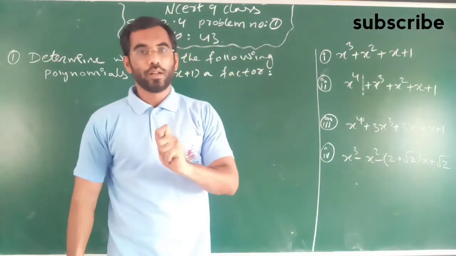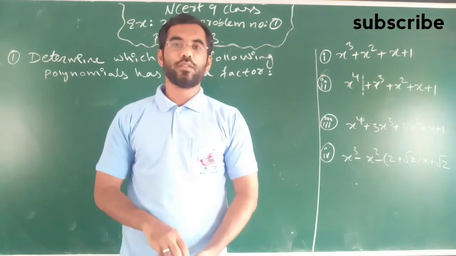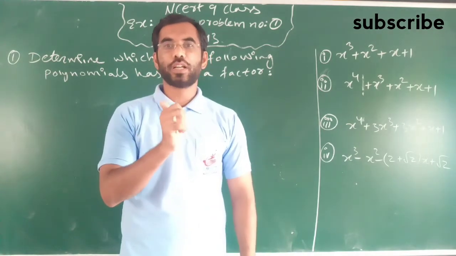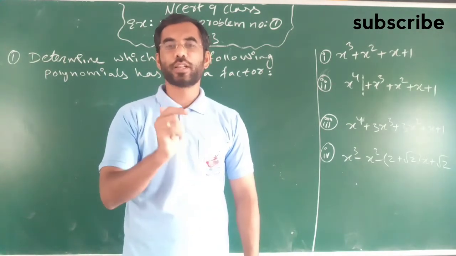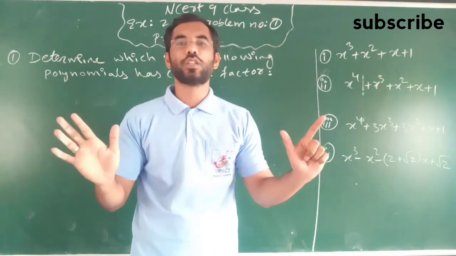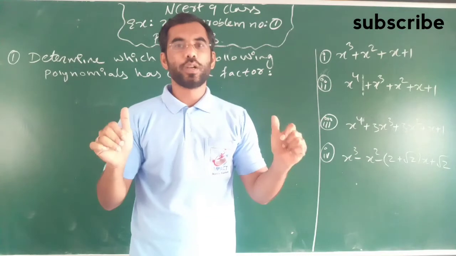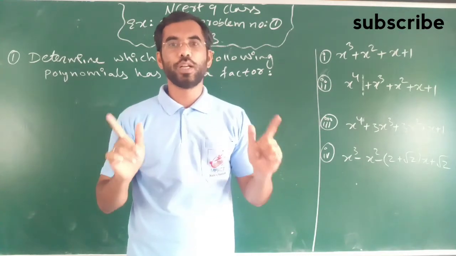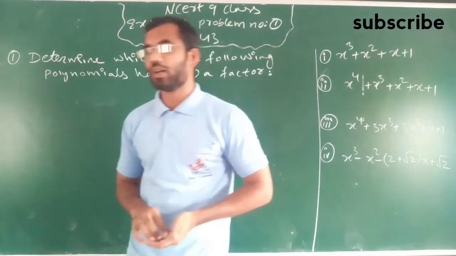It will be a factor if the remainder is 0. If the remainder is 0, then it is a factor of the polynomial. If the remainder is not 0, then it is not a zero of the polynomial, which means it is not a factor of the polynomial. Now we will see the first problem.